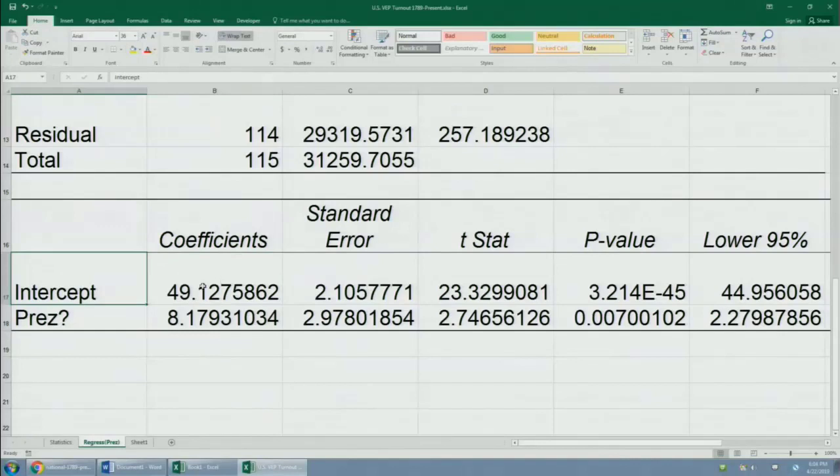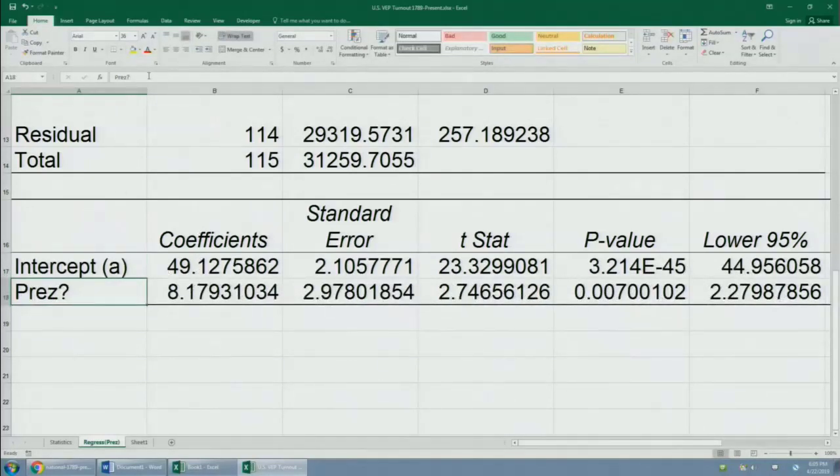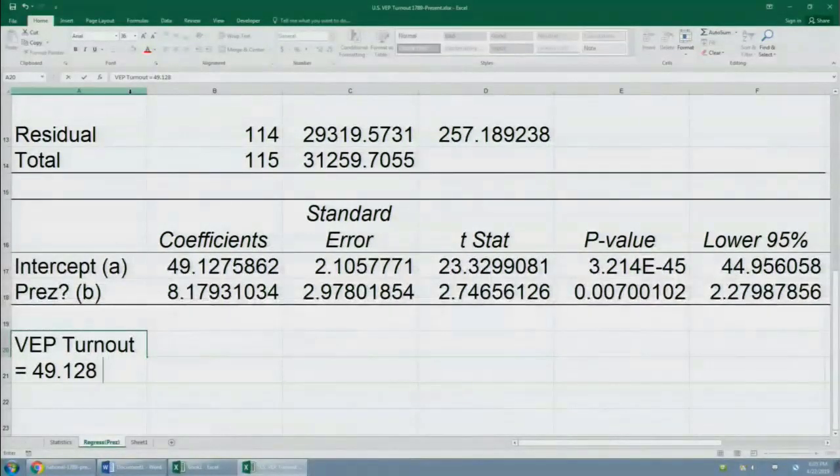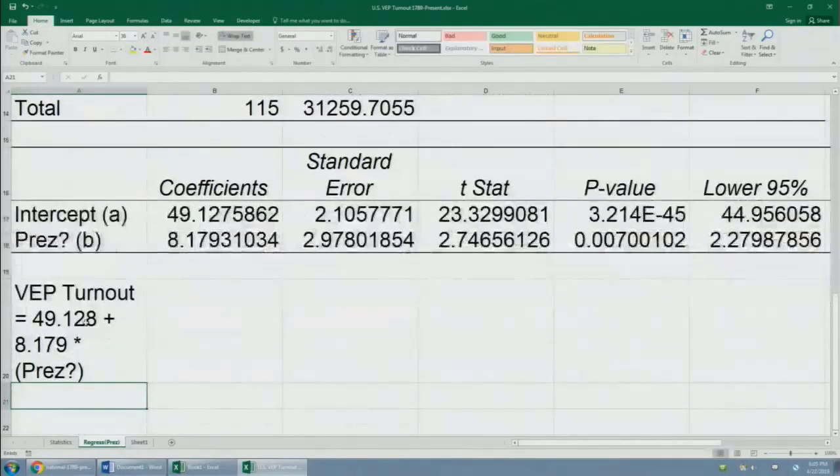These are the coefficients. It's giving us the intercept, which is the same thing as A, and it's giving us the slope coefficient for the variable pres, which is B. Yes! It is telling us that VEP turnout equals 49.128 plus 8.179, essentially 8.18, times pres. That is what these coefficients tell us.